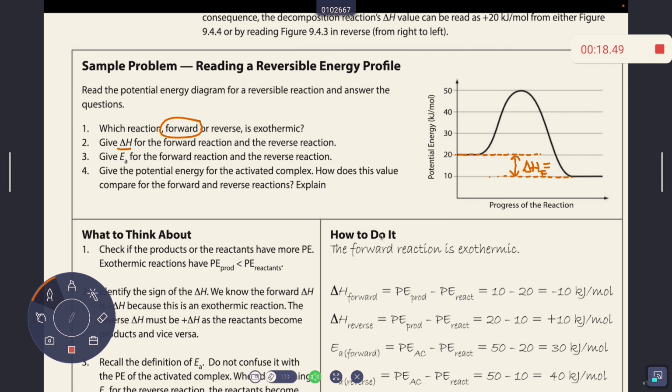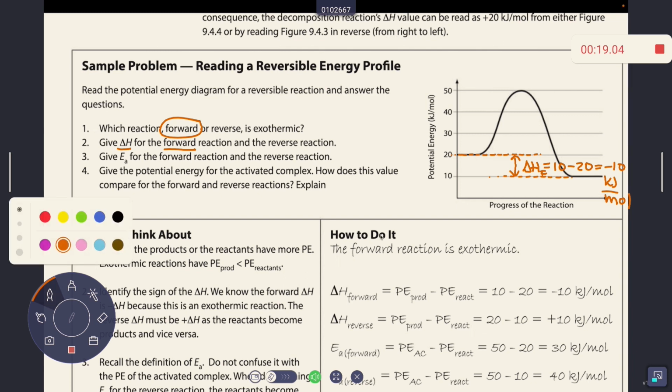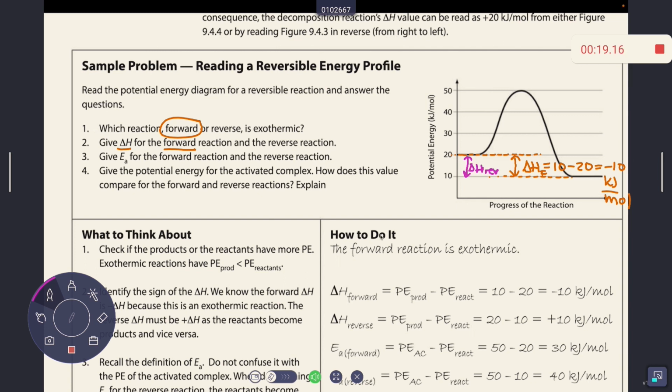So what would I do to calculate that? 10 minus 20, so this is a negative 10 kilojoules per mole. So that was my forward. Let's use a different color for the reverse. In the reverse, we're looking between the same two levels, REV. So it's going to be product minus reactant. What values would I use here? 20 minus 10. Yeah, so this would be a positive 10 kilojoules per mole for the reverse reaction.